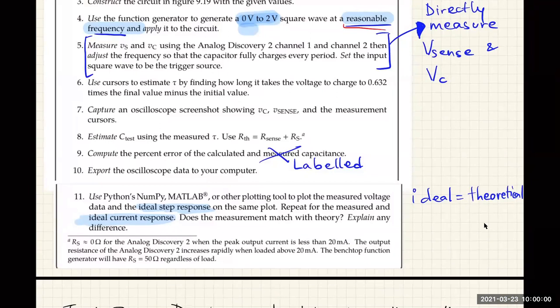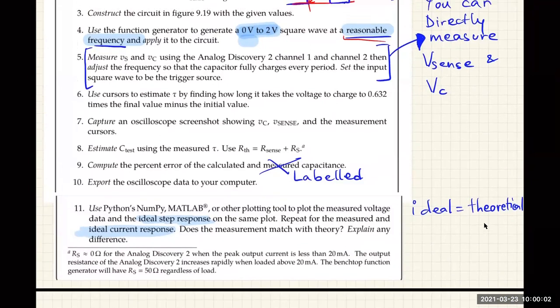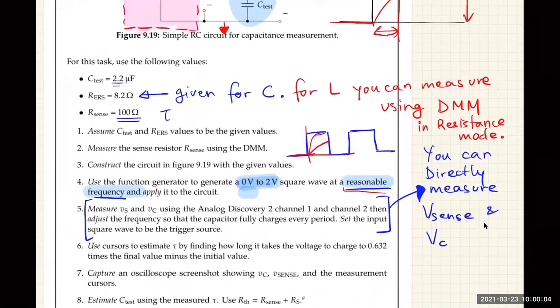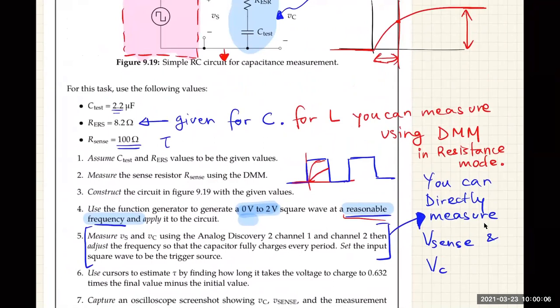And yeah, for the inductor RESR, you can simply use the same ESR value as for the capacitor if you cannot measure it. Okay.